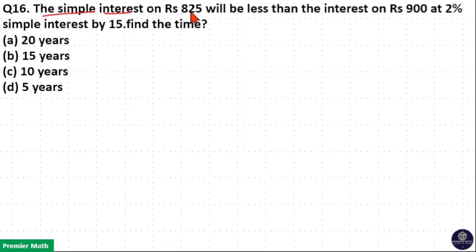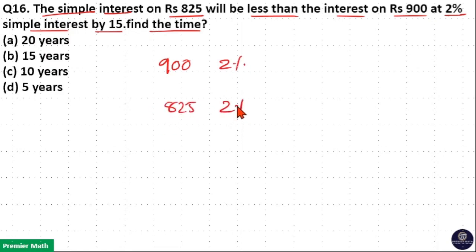The simple interest on rupees 825 will be less than the interest on rupees 900 at 2% simple interest by 15. Find the time. Here, the difference in interest between principal 900 rupees at 2% and principal 825 rupees at 2% for the same years is 15 rupees. Now, 15 rupees is the difference in interest between these two. And this 15 rupees is caused because of the difference in principal amount, because here rate and number of years are the same. So the difference in principal amount caused this 15 rupees.